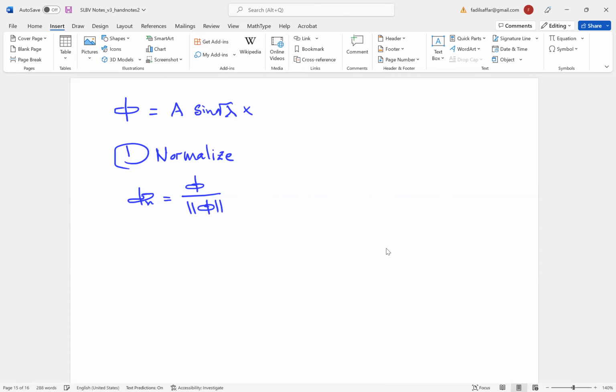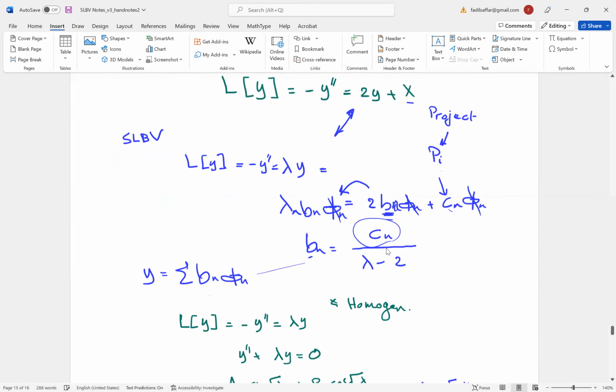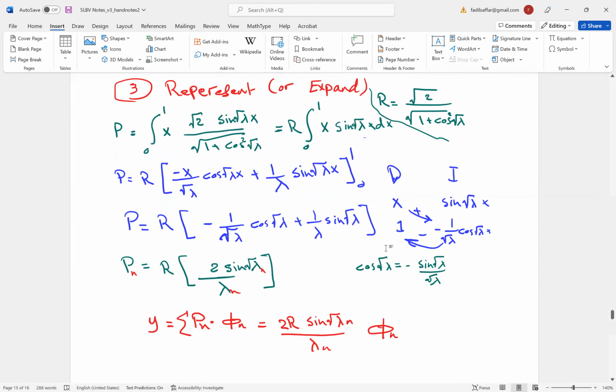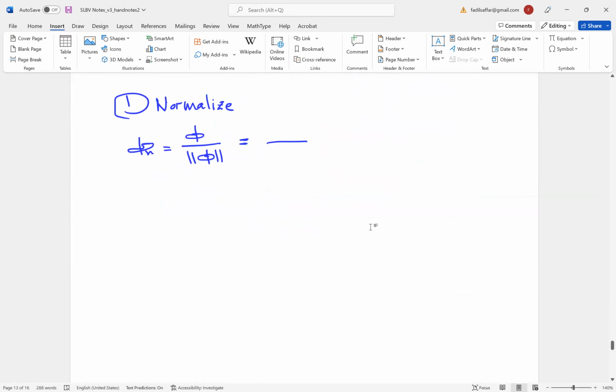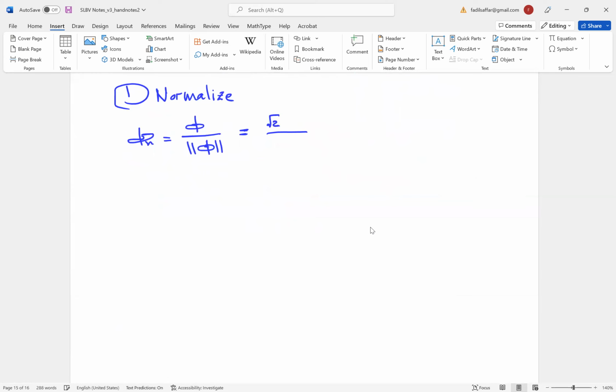Upon normalization, phi n is equal to phi divided by the length of the function, which is basically the square root of the integration of the function squared. And we already found that phi n to be this one here: square root of 2 times sine square root of lambda x divided by square root of 1 plus cosine square root of lambda, and that's our phi n.